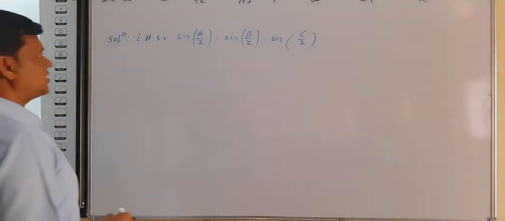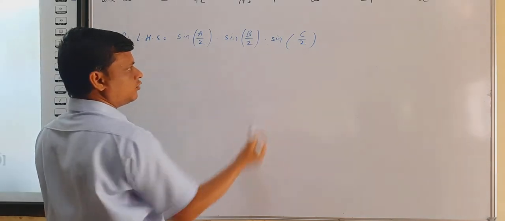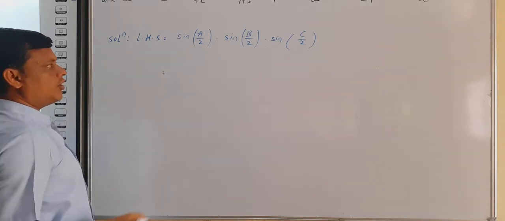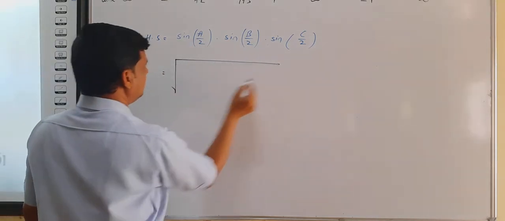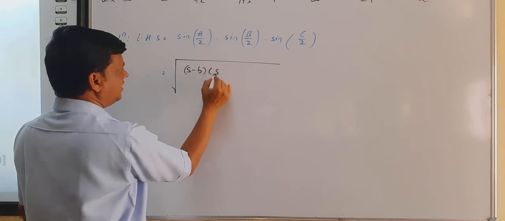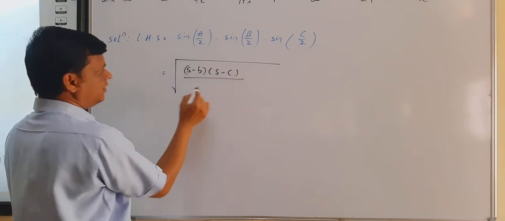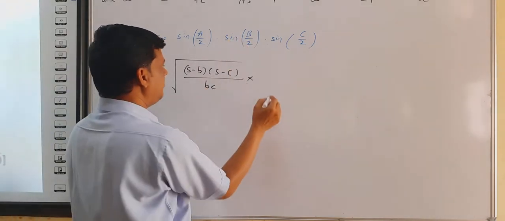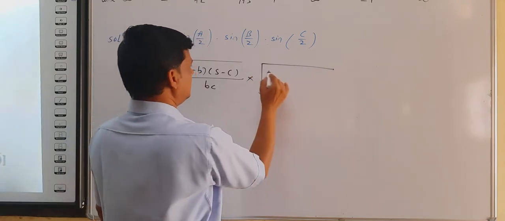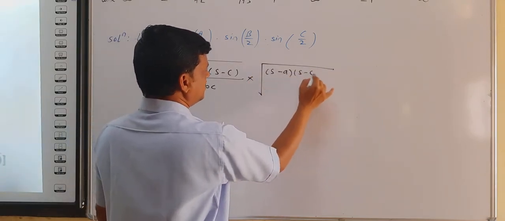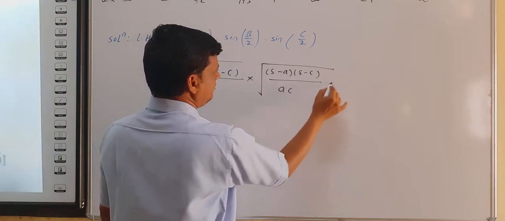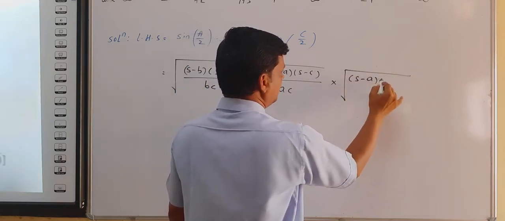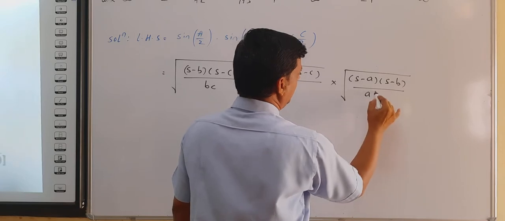Now consider the LHS: sin A/2, sin B/2, sin C/2. By using the half angle formulas, we write the value of sin A/2 as root of (s minus b)(s minus c) upon bc. Similarly, we write the value of sin B/2 as root of (s minus a)(s minus c) upon ac, and the value of sin C/2 as root of (s minus a)(s minus b) upon ab.